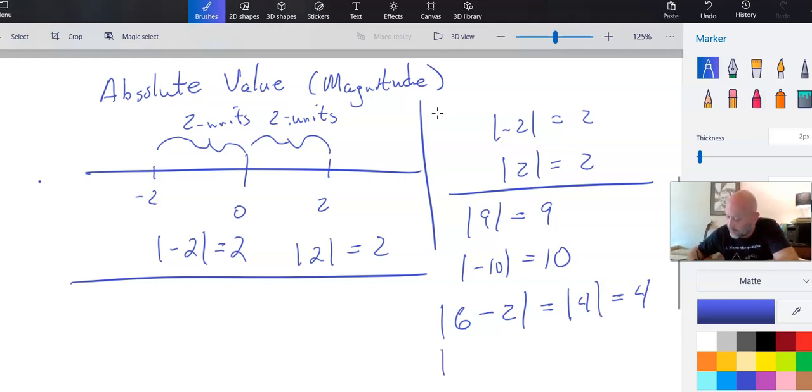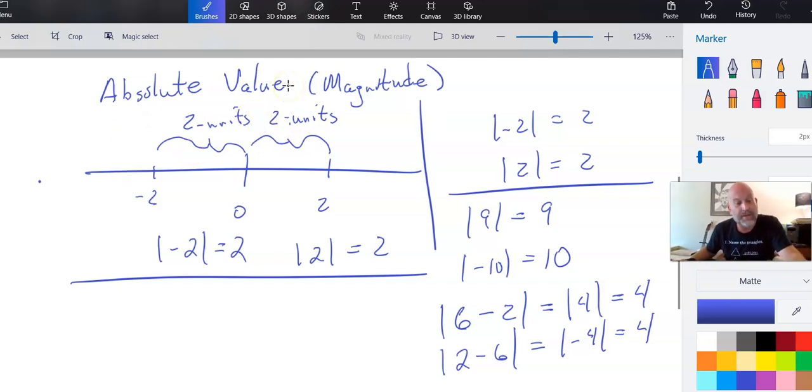Incidentally, it would work the other way around. If it was 2 minus 6 and I took the absolute value, that would be the absolute value of negative 4, which is still positive 4. So you're not changing the signs of operations. What you're doing is changing to positive the sign of the last computed number that you get out of an absolute value.